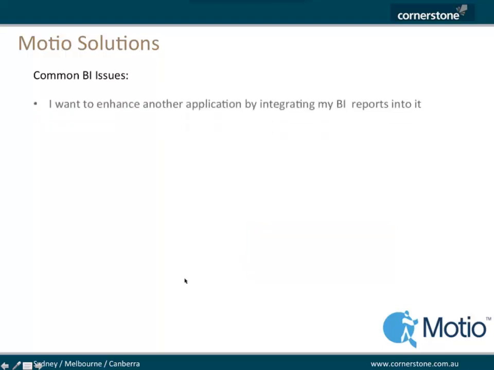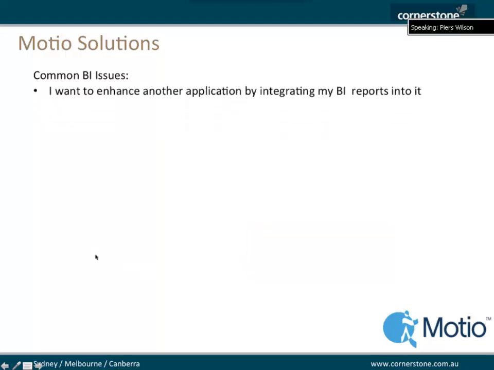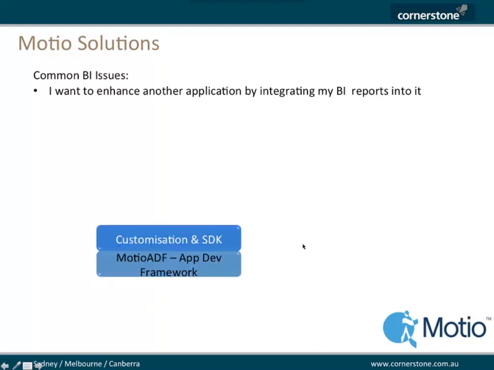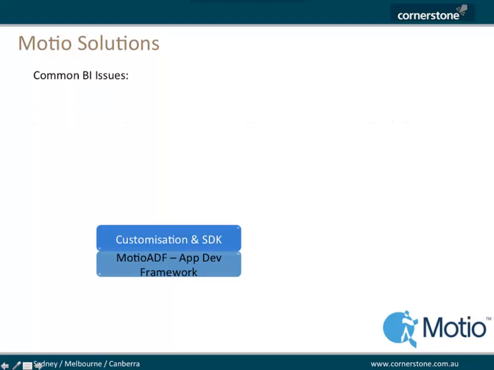Another common BI issue is wanting to enhance another application by integrating your BI environment into that. So that could be a call center or a CRM system, a web system that you want to integrate your BI environment into. So Motio has an application development framework that allows customization and working with the SDK to easily allow that integration with your other applications.